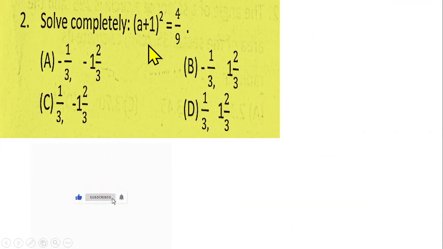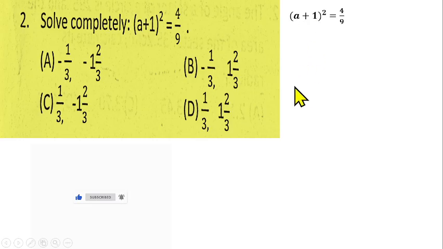Question number 2 is still on quadratic equation as well. We have to solve completely: a plus 1 all squared equals 4 over 9. So it's very simple as well. You have a plus 1 squared equals 4 over 9. Our aim is to find a. How do we get rid of this square here? It is by finding the square root of both sides.